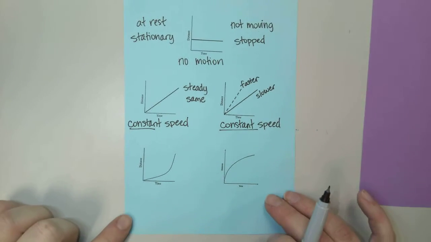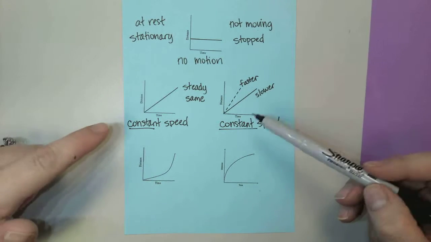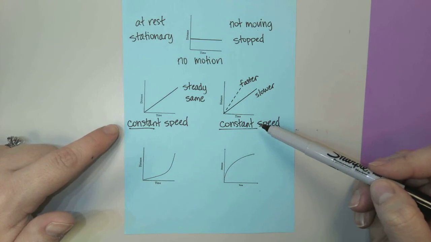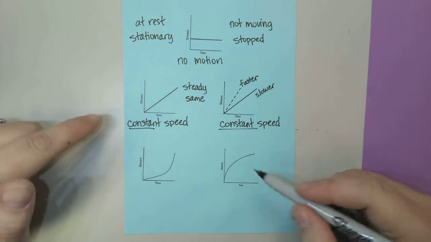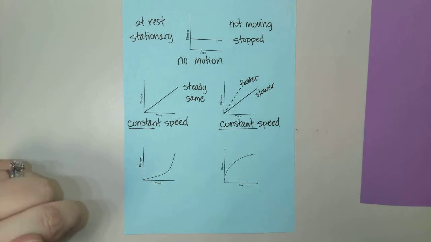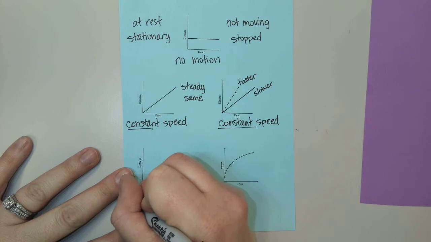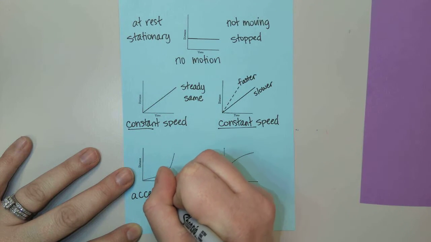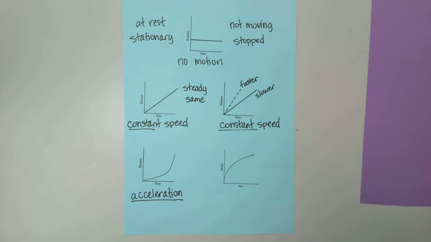Now, sometimes we might see distance time graphs that don't have straight lines. That means that we are not moving at a constant speed. We are still moving because it's not a flat straight line, but now we're moving at what we would call acceleration or deceleration. Acceleration is the one on the left. And in our notes, when we talked about acceleration, it could be technically speeding up, slowing down, or changing directions.